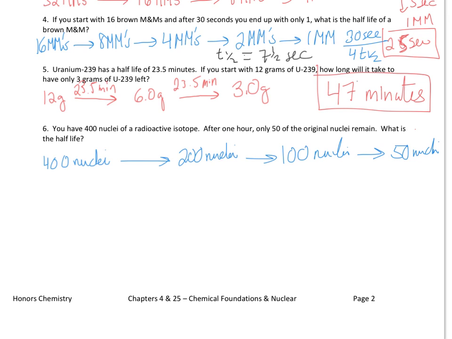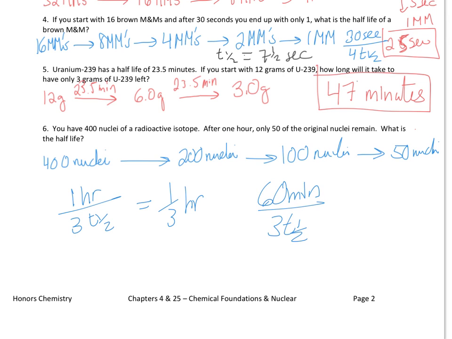So you can do it in hours. 1 hour divided by 3 half-lives. So that's a third of an hour. Or you can say 60 minutes instead, divided by 3 half-lives, and so it'd be 20 minutes. So you can either say a third of an hour or 20 minutes. 20 minutes would probably be better. In chemistry, we don't usually use fractions. We typically use decimals if possible.